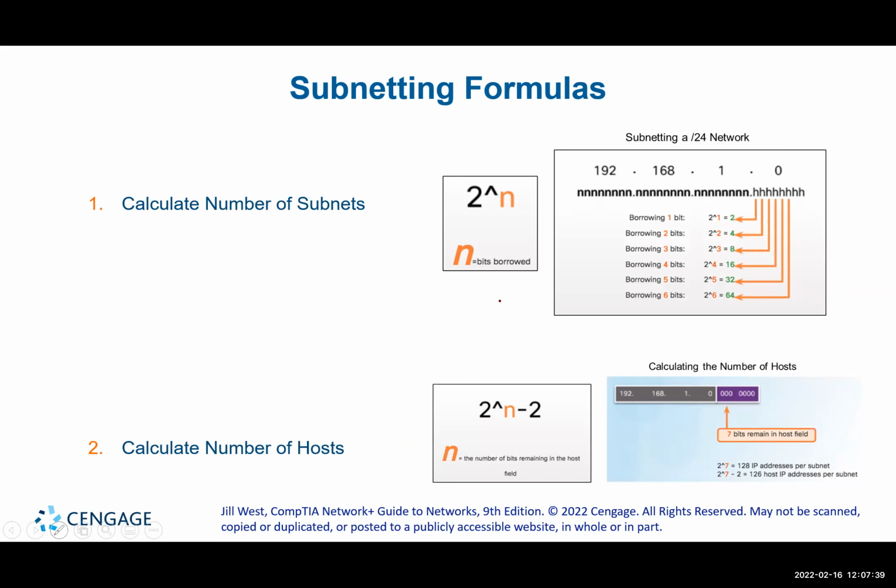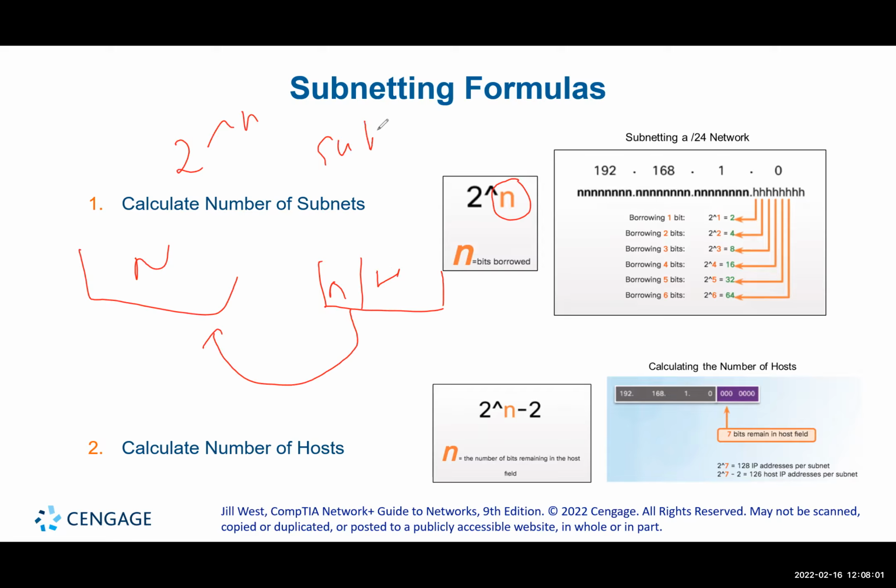So remember, if you want to break down into smaller networks, you have to borrow some bits. That is the first formula. If you borrow n bits from the host portion and bring them to the network portion, in total you can have 2 raised to the power n subnets. So if you borrow 1 bit, you are able to break it down into 2 subnets. If you borrow 2 bits, 4 subnets. And if you borrow 3 bits, 8 subnets, and so on. That is the first formula you have to understand.